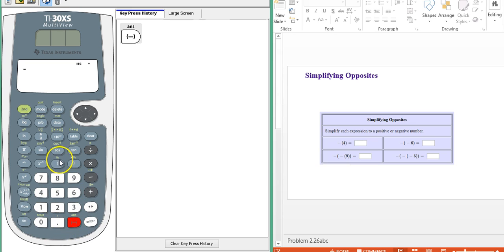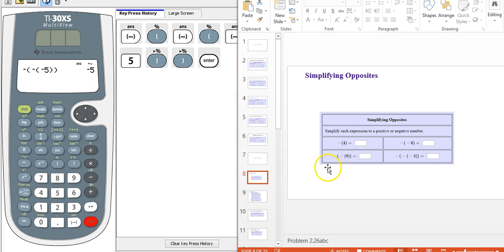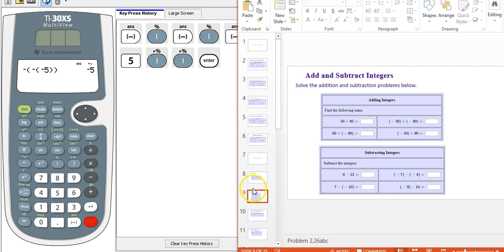So I'm going to do the opposite of negative 5. Now I close the parentheses, and notice there's another 2 that closes this and that closes this. I hit enter and the result is negative 5. Let's look at the next one.